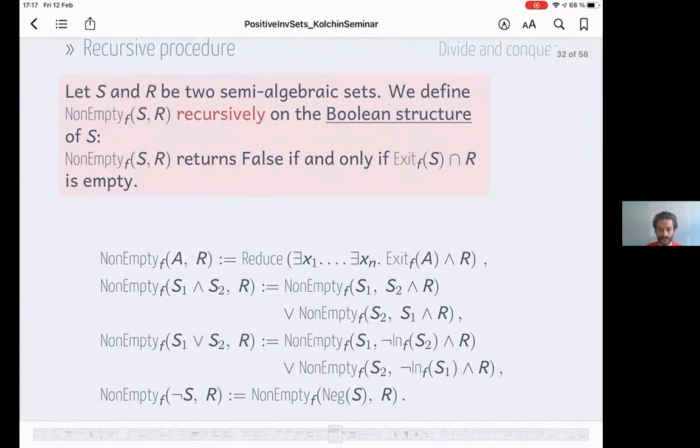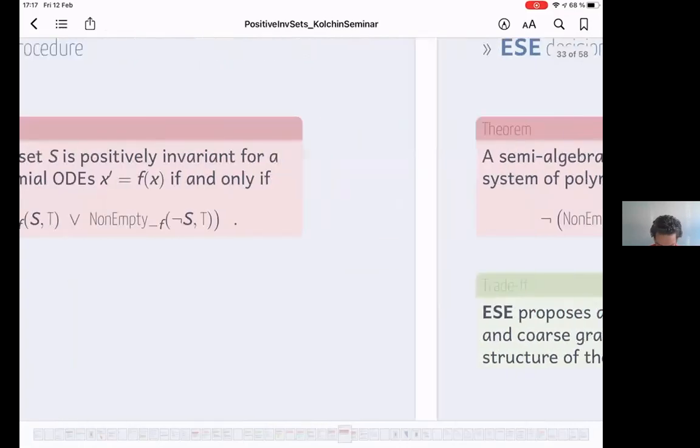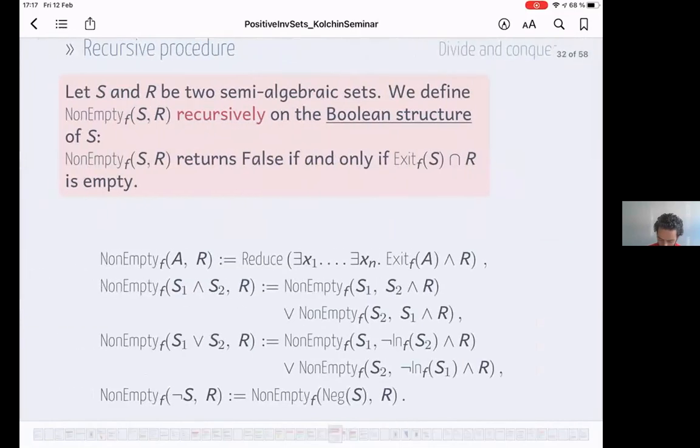It's a recursive procedure that has a good complexity in the sense that its nesting depth is linear. And the number of chunks for which I need to check the emptiness is quadratic. It's not exponential. It's quadratic.